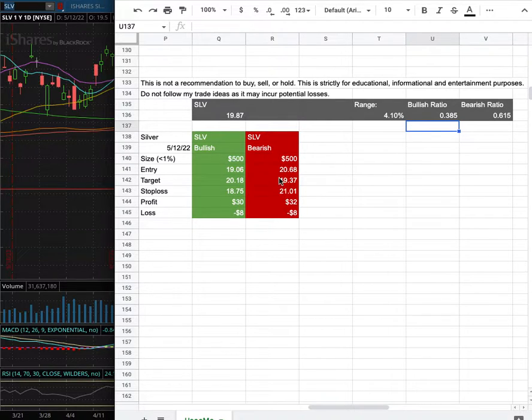However, if I were to open a short position, my entry is at $20.68, and that is this range here. My sell target is at $19.37. My stop loss is at $21.01. So whichever entry price were to hit first, that'll be my position of the week.